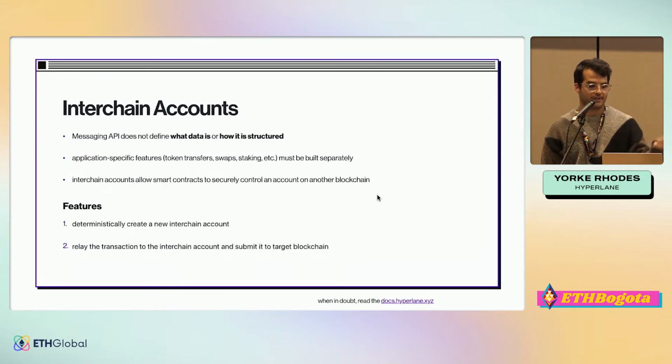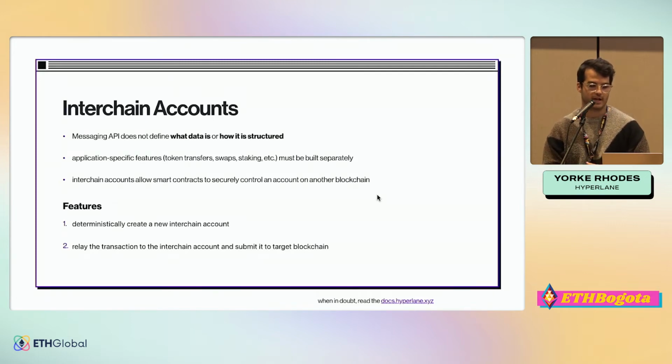So the messaging API that we just looked at doesn't enforce a specific encoding. It could be structured arbitrarily. You could have JSON in there if you wanted to. And if you want to implement an application-specific feature, like transferring an asset in an asset bridge, or you want to do a swap, or whatever it is, you have to implement that as a specific message encoding on top of the messaging API.